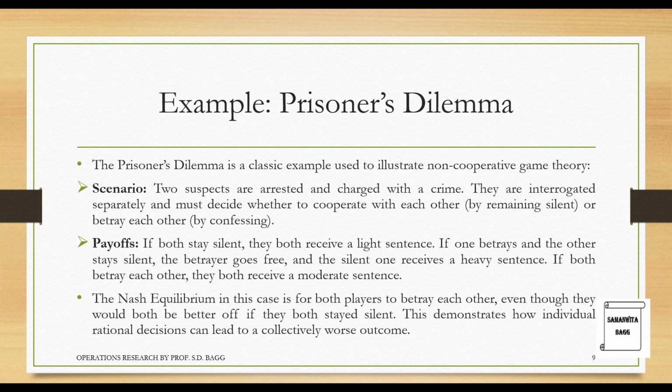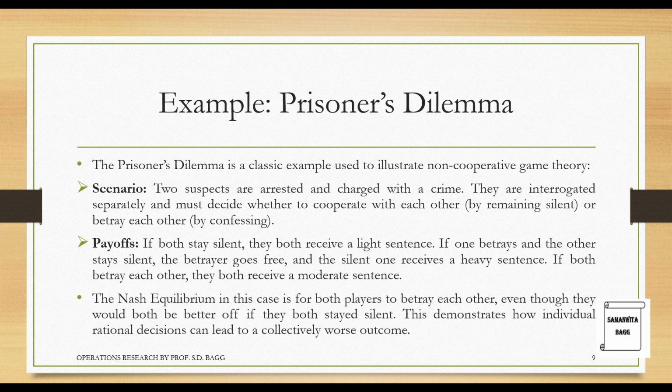Scenario: two suspects are arrested and charged with a crime. They are interrogated separately and must decide whether to cooperate with each other by remaining silent or betray each other by confessing. So this is a scenario which we have to think of. Now, what are the payoffs? If both stay silent, they both receive a light sentence because no one has accepted the crime. If one betrays and the other stays silent, the betrayer goes free and the silent one receives a heavy sentence because he has still chosen to remain silent and not accept his crime.